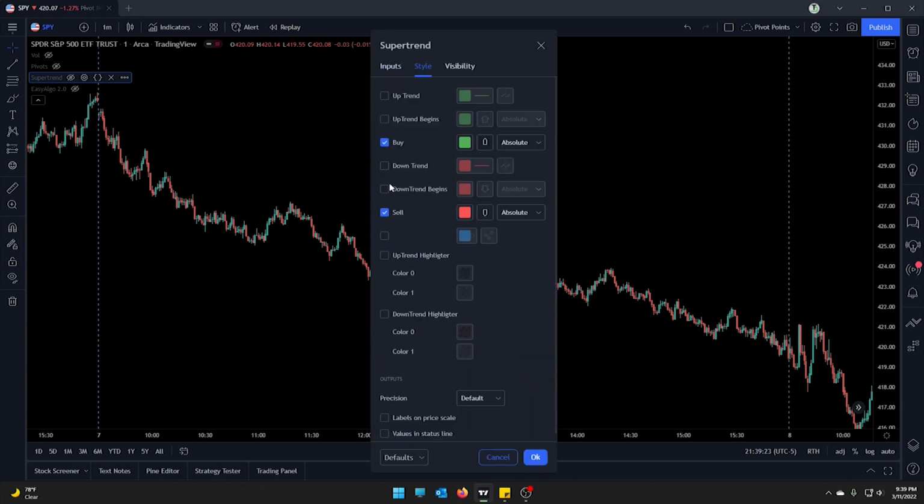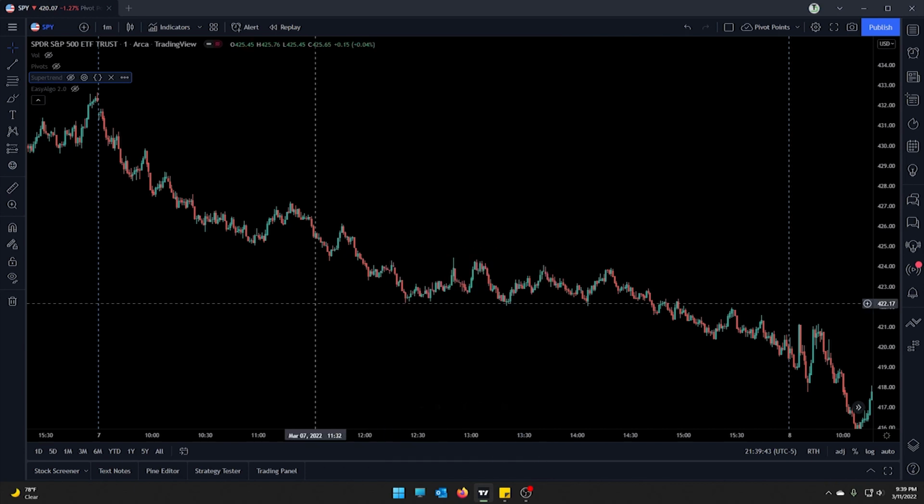Go into style. I don't care about the clouds. This does offer clouds just like the EasyAlgo does. But I don't care about those. I want to see buy and sell signals. That's it. I'm leaving this here so you can see these settings. But I'll show you what it looks like when it's turned on.